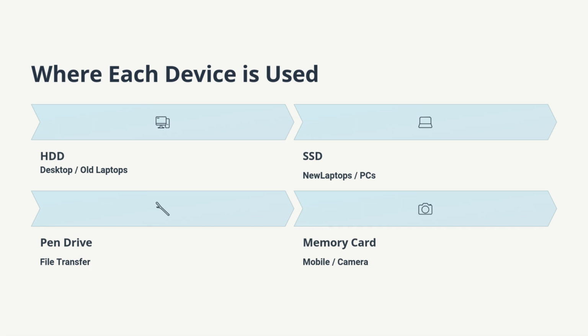Now let us see where each storage device is used. HDD is commonly used in desktop computers and old laptops. SSD is used in new laptops and modern PCs because it is fast. Pen drive is used for file transfer. For example, transferring files from one computer to another. Memory card is used in mobile phones and cameras to store photos and videos. All these devices come under secondary memory.